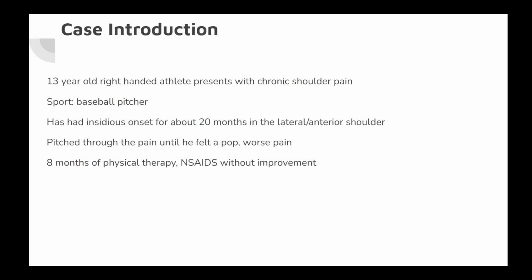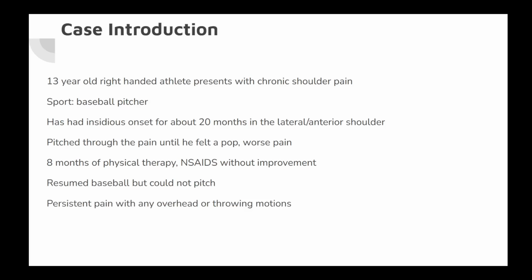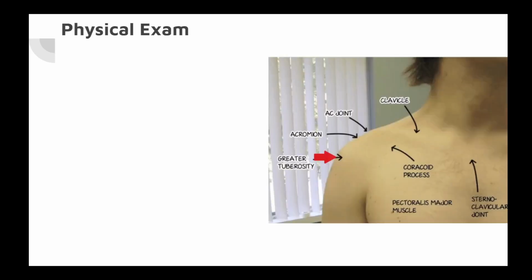He did 8 months of physical therapy and NSAIDs without improvement. He resumed baseball but could not pitch, and he's presenting to the clinic now with persistent pain with any overhead or throwing motions. He has no numbness or tingling, and the pain does not radiate down into his elbow or down into his lower arm or into his neck.